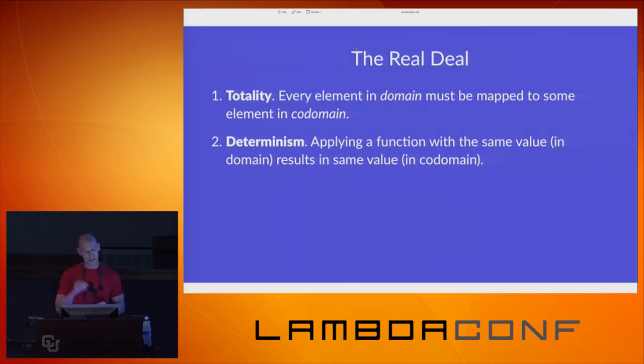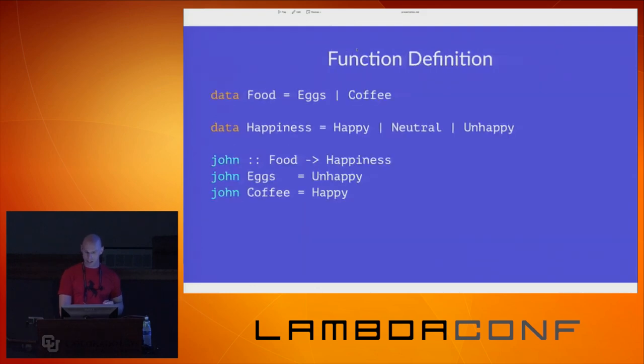The first one, totality, says that every element in the domain must be mapped to some element in the codomain. A function is total. A real mathematical function is total. And the second property is determinism. So applying a function with the same value in the domain results in the same value in the codomain. In other words, let's go back to this function. If I apply John to eggs, I am always going to get back the same thing. I can do that 1,000 times a day, 1,000,000 times a day, and it doesn't matter. I'm always going to get back the same thing. And that's because this is a real function.